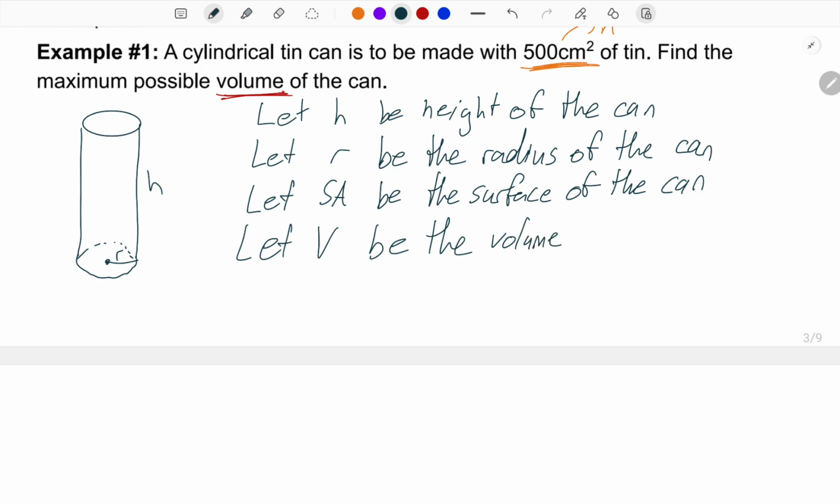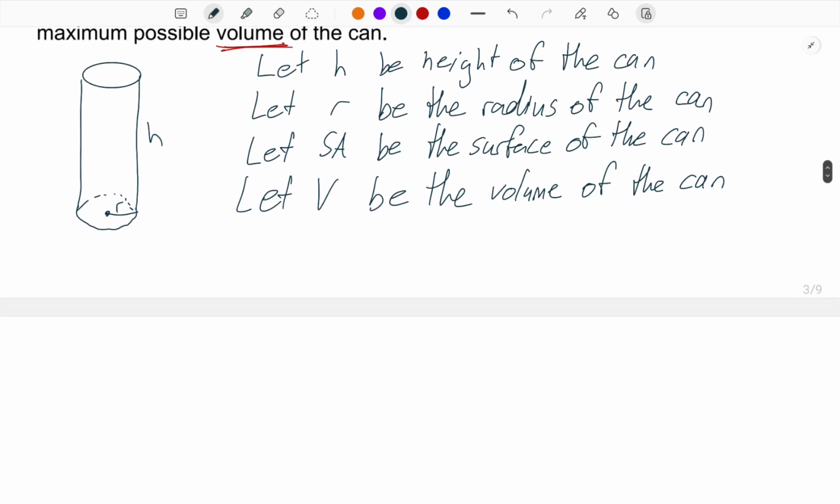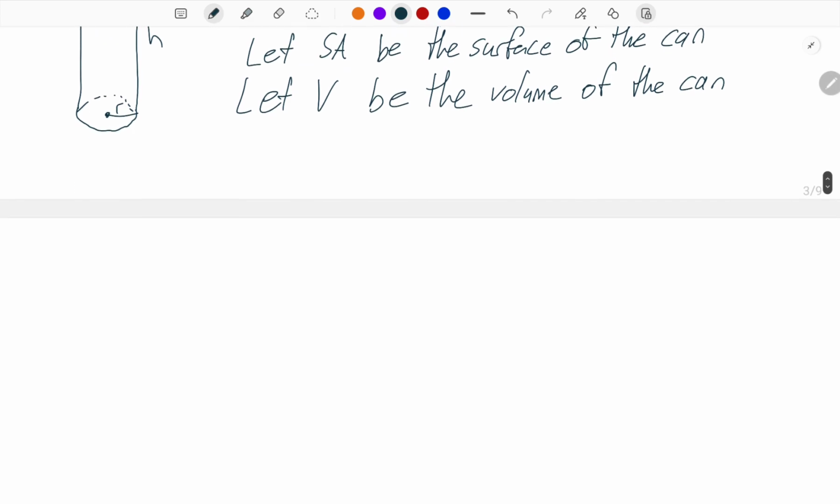So that's what we want to create our function. We want to create a function in terms of volume. Well, we want to make it a volume function, and then we'll see how we can maximize that. Okay, so first of all, we know that the surface area is 500. So all I'm going to do is just say surface area equals 500 centimeters squared.